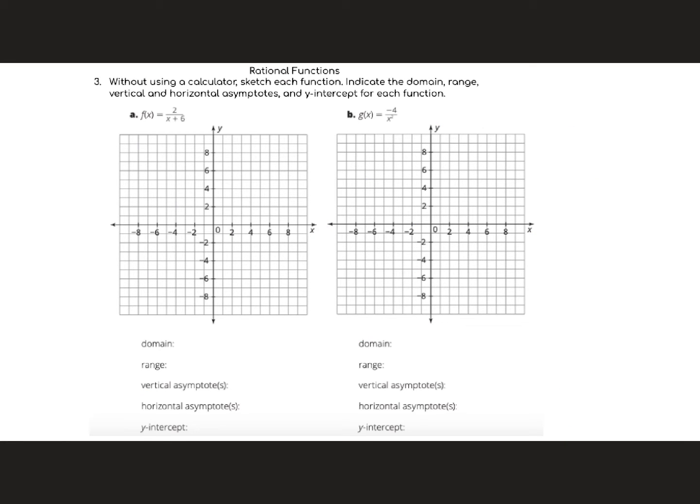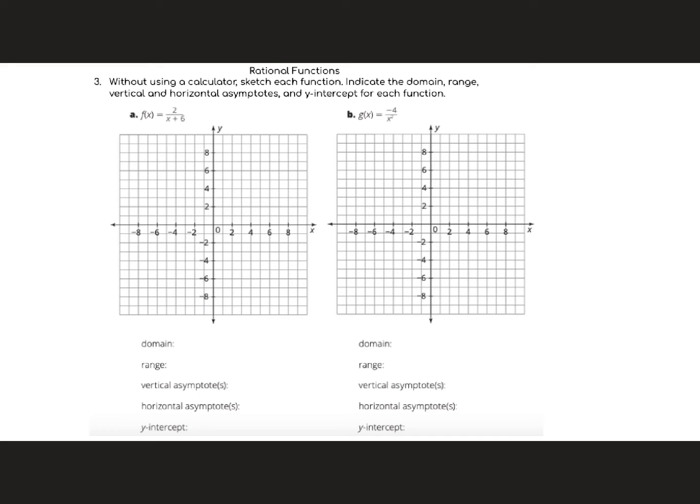Without using a calculator, sketch each function. Indicate the domain, range, vertical and horizontal asymptotes, and y-intercept for each function. Okay, so there's a bunch there. The domain has to do with, okay, what makes the bottom equal to 0? There's a couple different ways to think about these. Here's what I want to do. I'm going to try to be consistent with how I think about it.